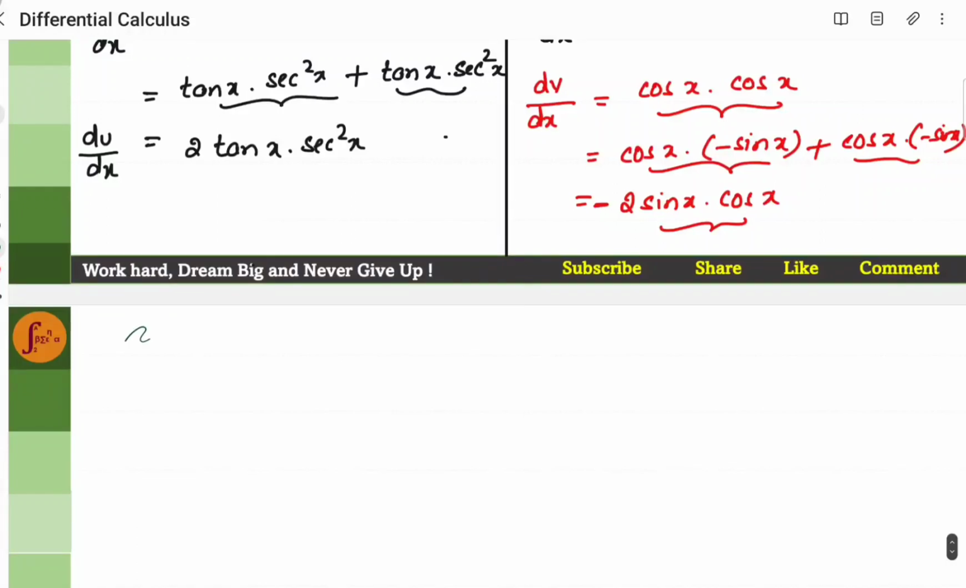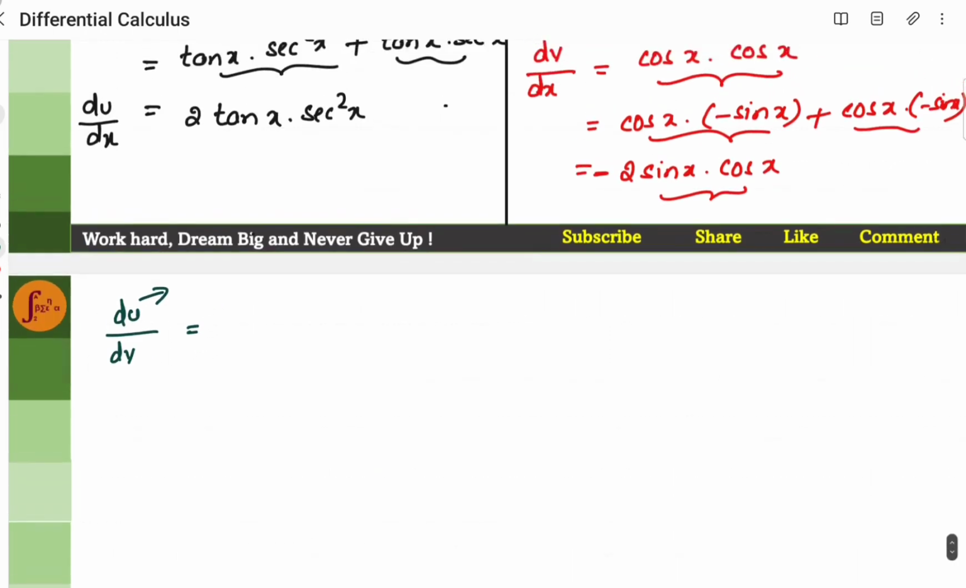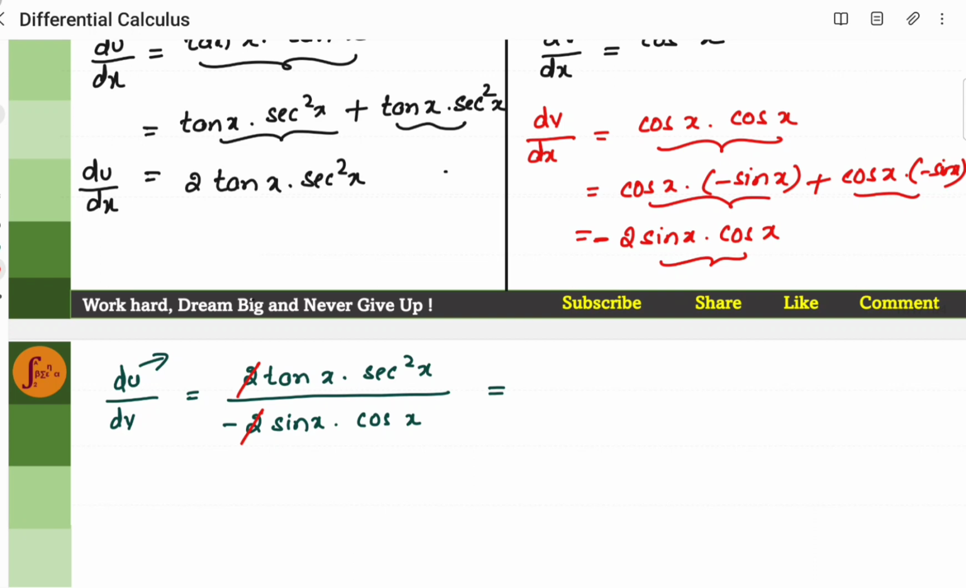Now the last step, we need to find du by dv. That means the numerator should have the u function, this one. So it's 2 tan x into secant square x by minus 2 sin x into cos x. 2 and 2 will get cancelled. Let me simplify this. Let me write tan x as sin x by cos x, secant as 1 by cos x, by sin x into cos x, and then there is a minus here.